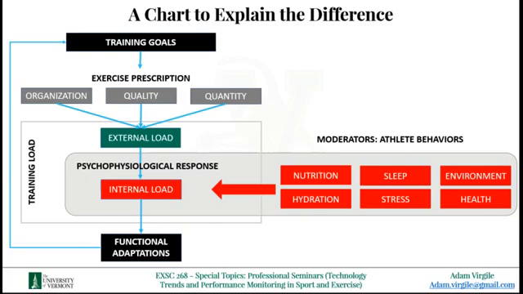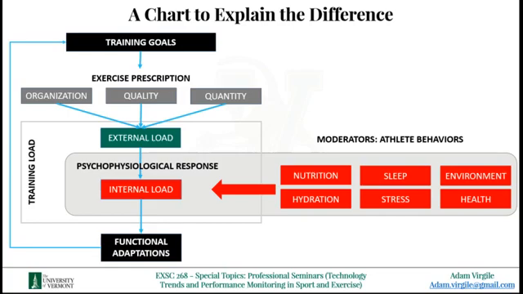For example, performing 5 sets of 5 back squats with 5 minutes rest has a lower density than performing 5 sets of 5 back squats with 30 seconds rest, because in the latter example, you're performing the same amount of work in less time. So essentially, those gray boxes that say organization, quality, and quantity are ways to determine what we're prescribing from an external load standpoint.